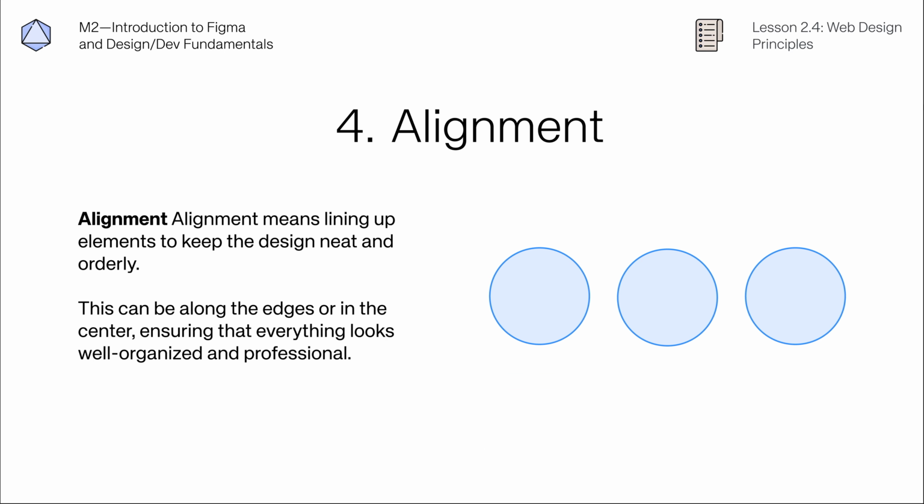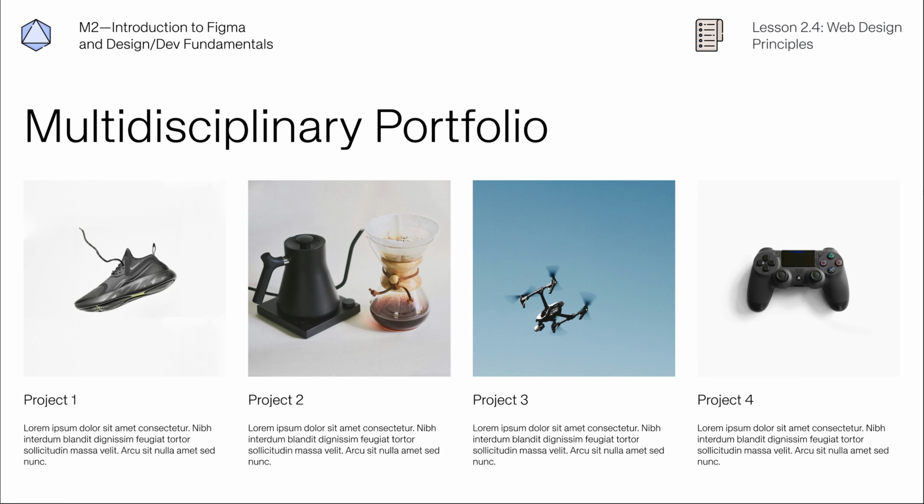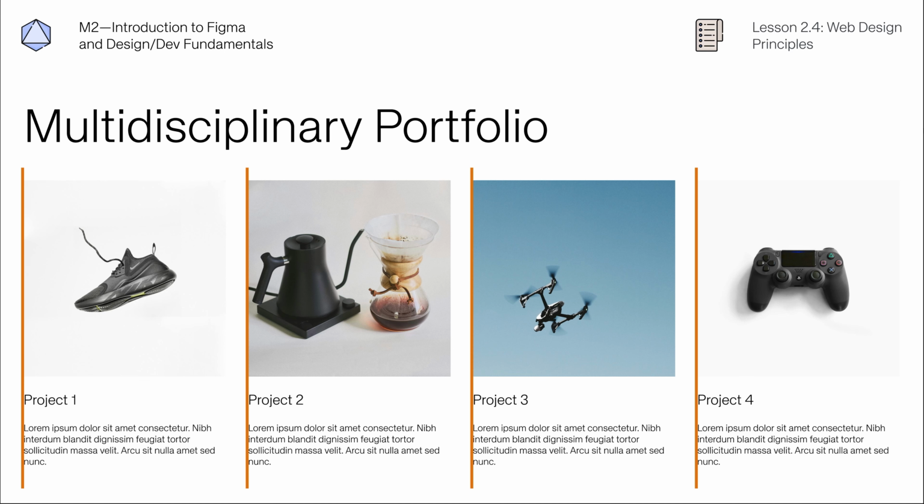Number 4 is alignment. Alignment means lining up elements to keep the design neat and orderly. This can be along the edges or in the center, ensuring that everything looks well organized and professional. For example, a professional portfolio site might align all text to the left and ensure all images are also aligned along a common edge. This alignment creates a clean and organized look, making the content easier to follow.